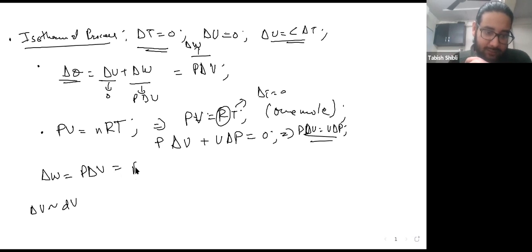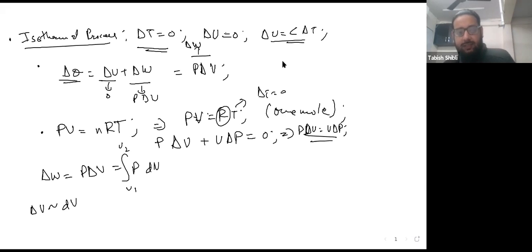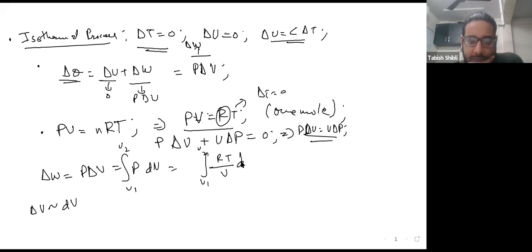So my work done is just the integral of P dV, from whenever the volume changes from V1 to V2. If the volume is changing from V1 to V2, and the pressure is also changing from something to something else, what is the value of pressure? We can use this equation, which gives P equal to RT divided by V, so the integral of RT by V dV. My R is just a constant, and my T is also a constant, because we're talking about an isothermal process. My RT can go out, and this is just dV by V, from V1 to V2.